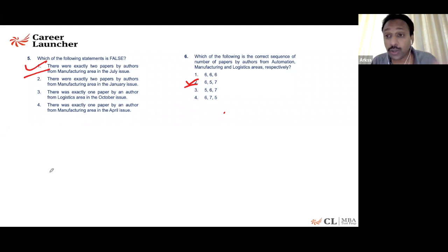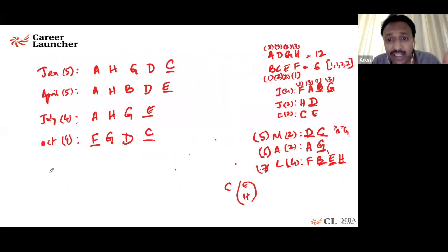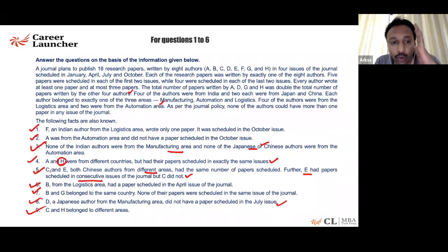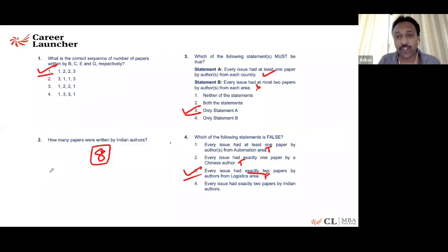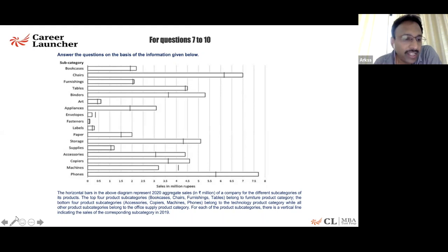6 questions, solvable, not really difficult, but the only reason why it takes time is because there are 4 issues, 18 papers, 8 people, 3 countries, and 3 different areas. And that is what made it complicated as such. I hope you have solved it and enjoyed it. Try solving it again whenever you can, because this is where you will become better and better. Thank you.